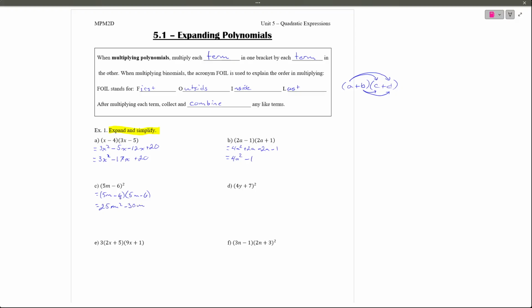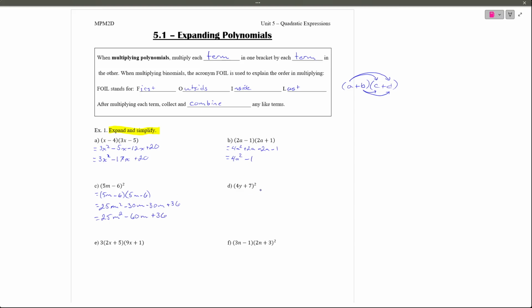Now we have negative 6 times 5m. That's going to be minus 30m again. And then finally, we have negative 6 times negative 6. That's plus 36. We collect our like terms. There's only one m squared, so we leave that alone. And then we have minus 30m, minus 30m. That's minus 60m. And we only have our one constant, which is going to be plus 36.